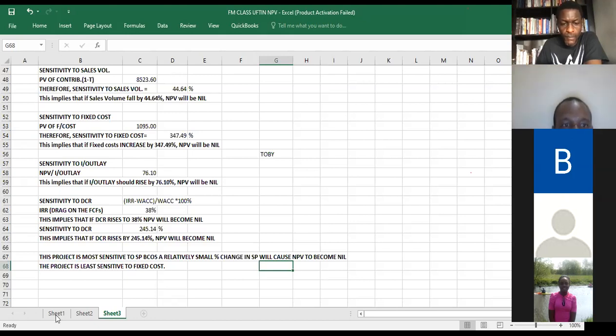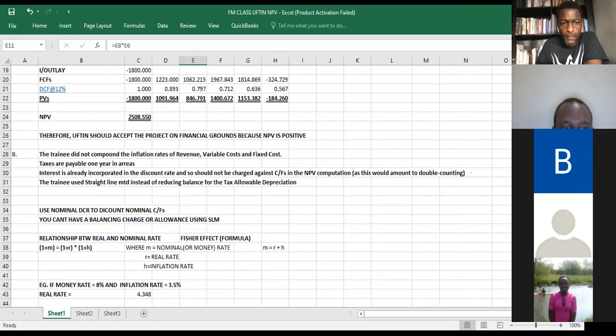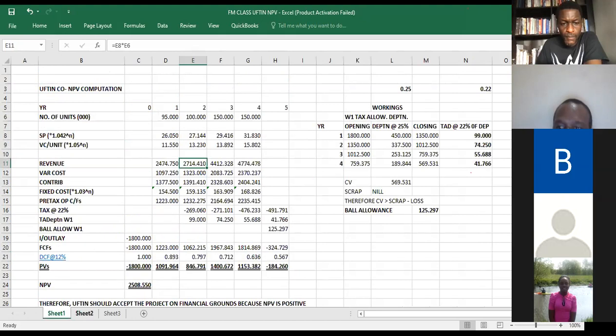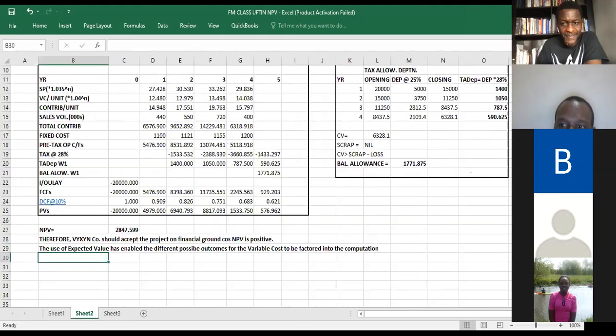So if you see my screen, I have the Hraxim Co computation here, and all the information we did on Hraxim Co. Then I have the yesterday one. So we have Hraxim, and then we have.